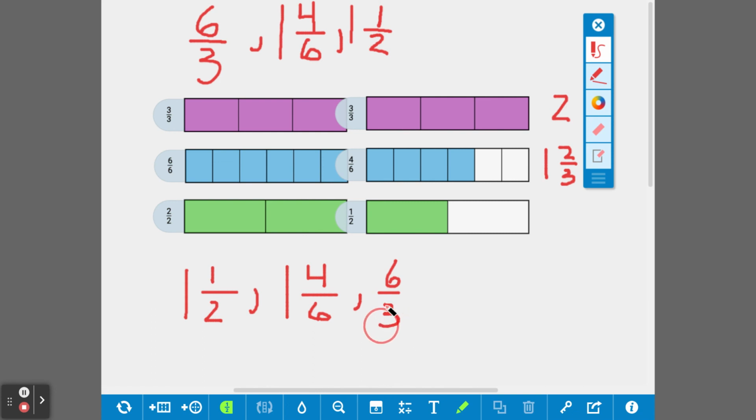So this is an easy way of figuring out how to order mixed numbers with improper fractions without having to do any conversions, just simply making models. Okay, I hope this helped.